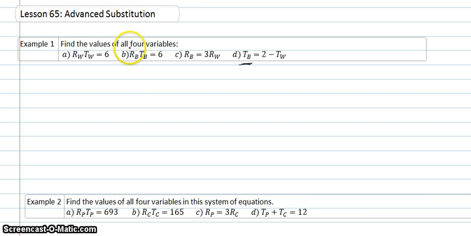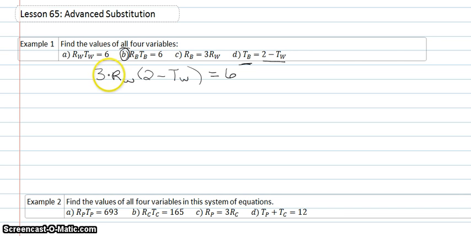in the B equation. So my RB is equal to 3R sub W, and that's going to be multiplied by the 2 minus TW. So I just put in 3RW for that RB and 2 minus TW for this T sub B, and then that's equal to 6.